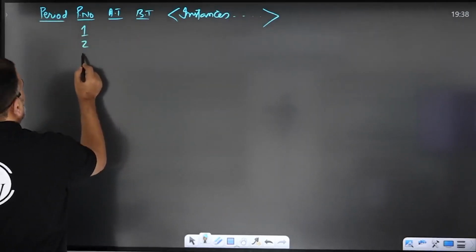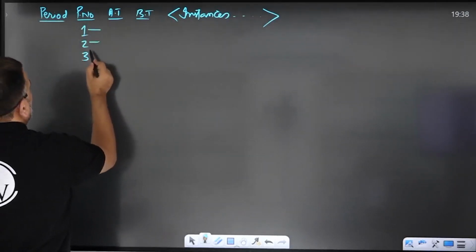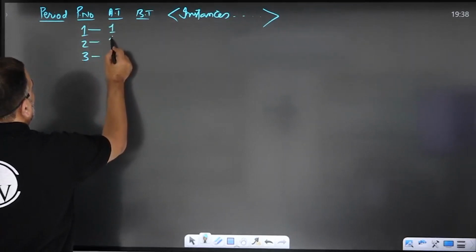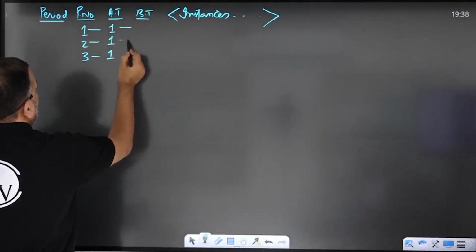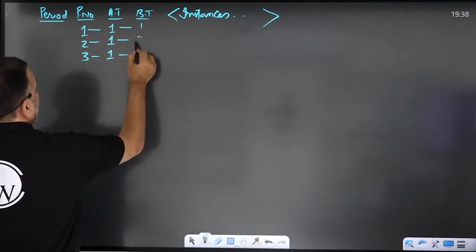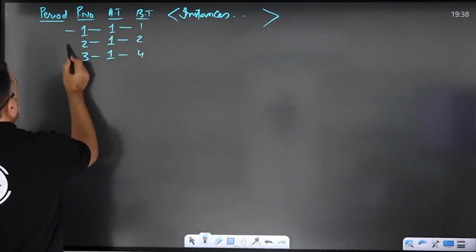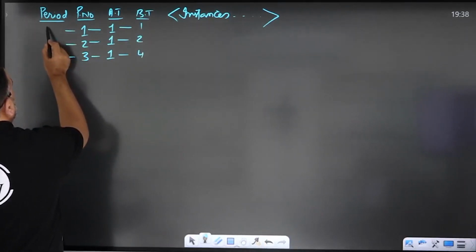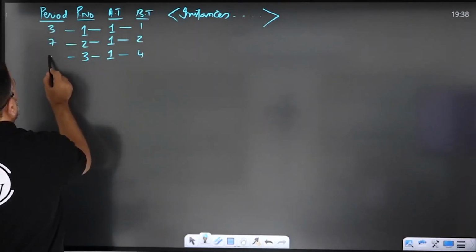P1, P2, P3. First arrival of the instance is time 1. The burst times of each of them is 1, 2, 4. Period of arrival is 3, 7, 20.